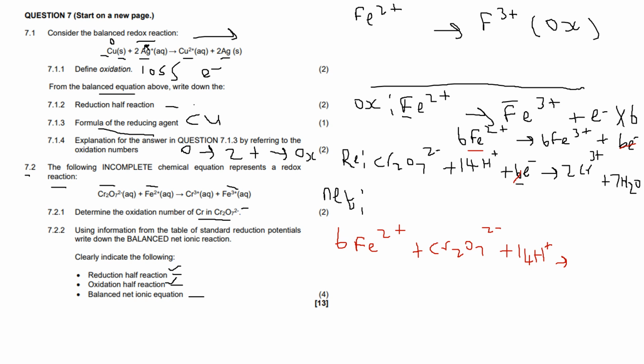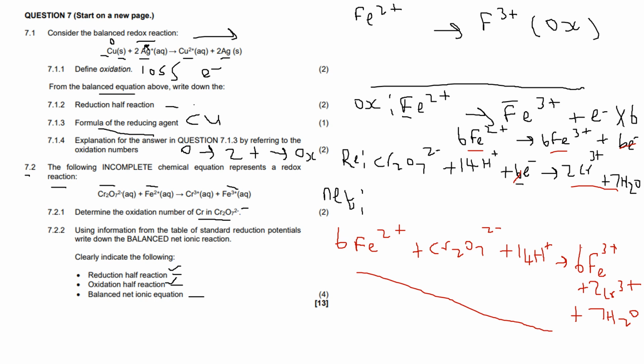And then on the right side we've got 6 Fe3+. Just copy everything that is remaining, and then plus, below here we've got these two which are remaining: 2Cr3+, and also plus 7H2O. So that will be your net equation.